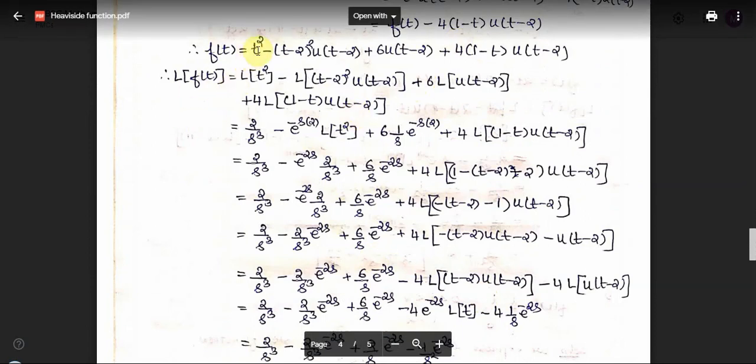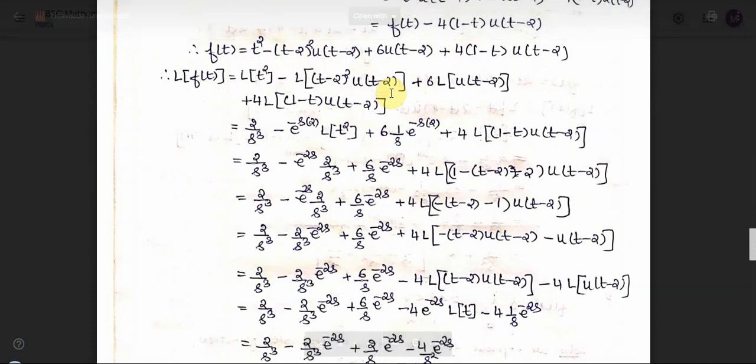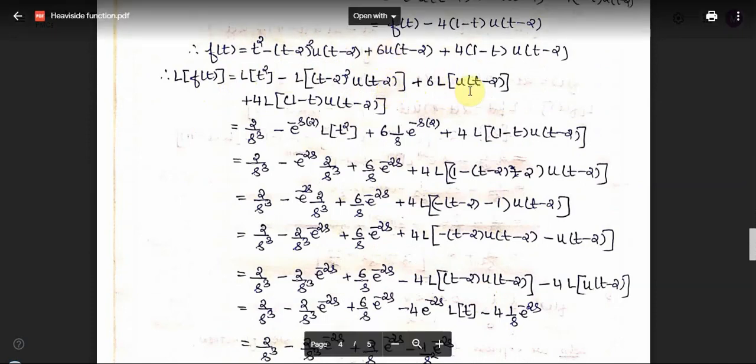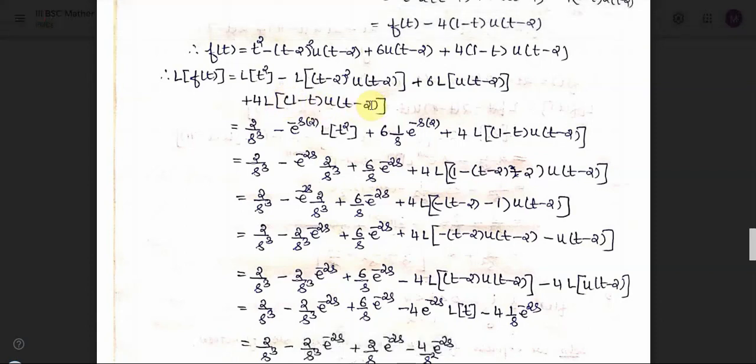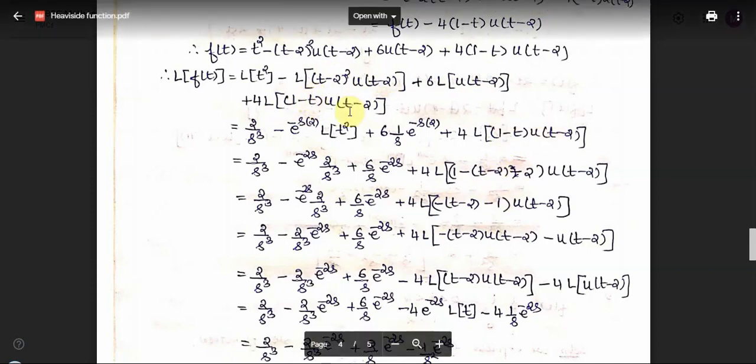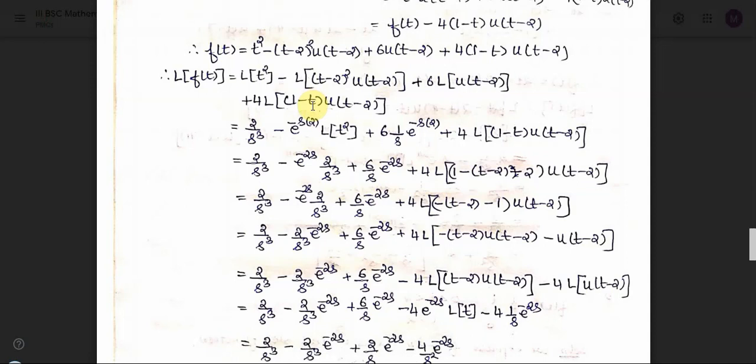Okay. L of f of t is L of t square minus L of this one t minus 2 whole square plus u into u of t minus 2 plus 6 into L of u of t minus 2 plus 4 into L of 1 minus t into u of t minus 2. Now, in this procedure, while I was solving the problem, I have made sure that with this u, the coefficient is t minus 2. But while writing this, I have observed with this u also, whatever coefficients will come, that also should be in the form of t minus 2. Therefore, in this procedure over here, the coefficients again I have changed to t minus 2.